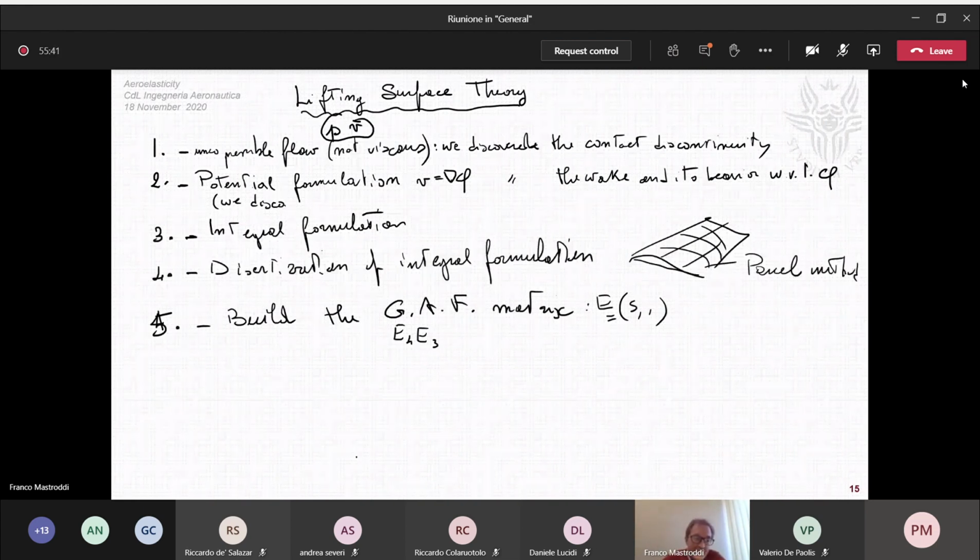Giornata particolare. So we built this matrix as composed by these partial matrices, and six, we have interpolation of the GAF matrix today.